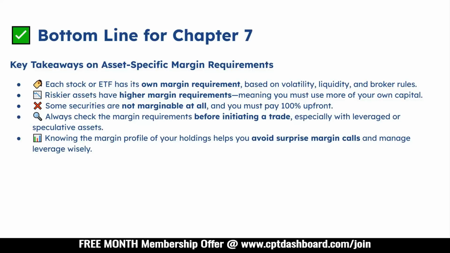Look, the key takeaway to this entire discussion is that each ETF has its own margin requirement. It's based on volatility, liquidity, and brokers' rules. Riskier assets have higher margin requirements. Remember that glass that we talked about? You had this glass of collateral, which is 100%. Well, if you bought an ETF that had a 50% margin requirement, you could only borrow up to 50%. To maximize your dividend income, you would pick the 20% or 30% funds. IWMY is the one I use, but there's many others out there.